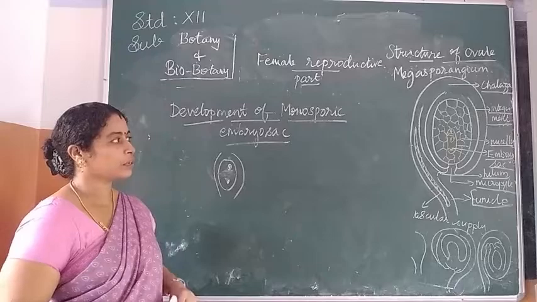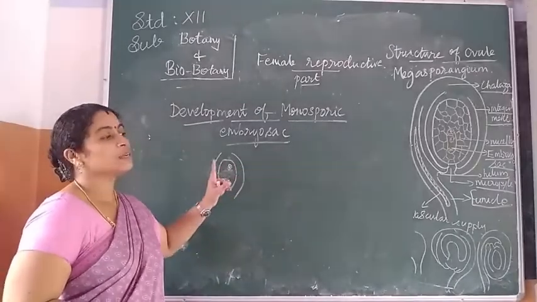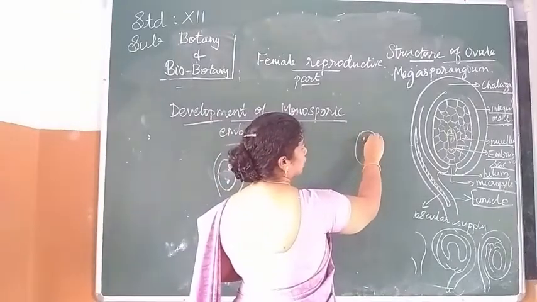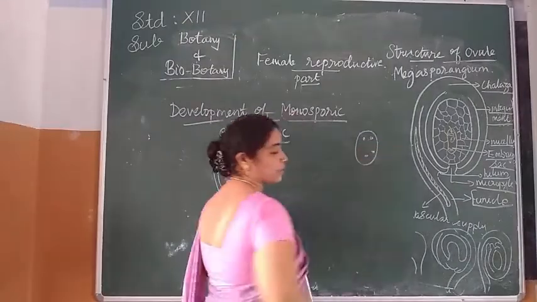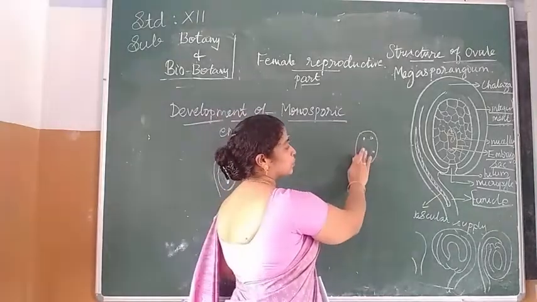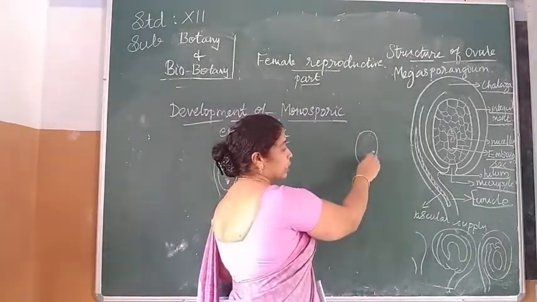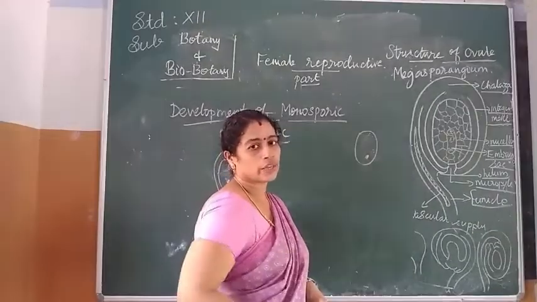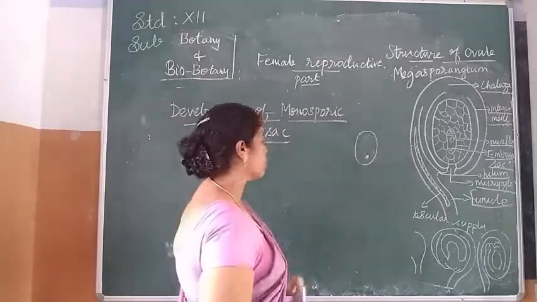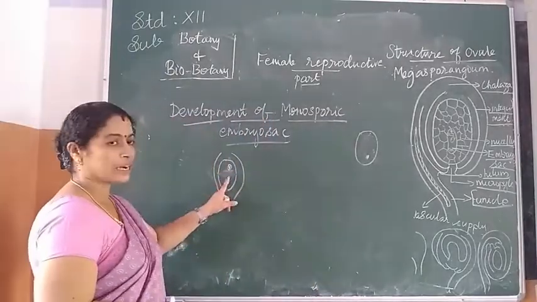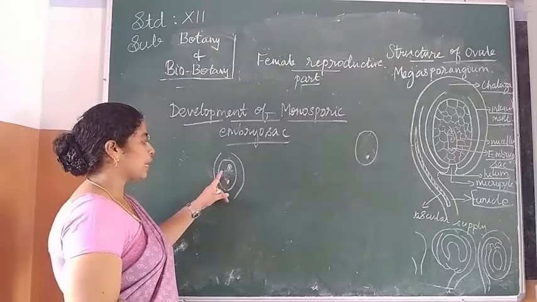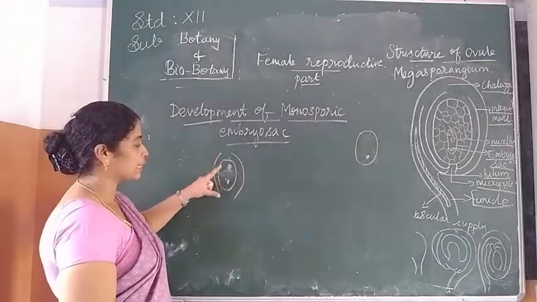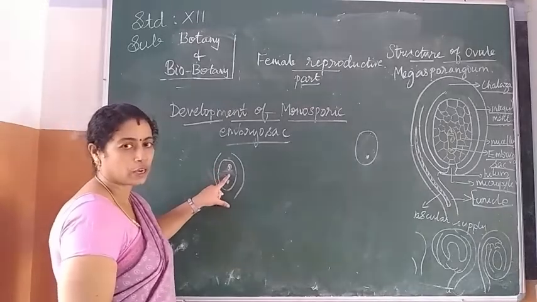I forgot to say earlier that during the division of the megaspore mother cell, 4 nuclei are formed by meiotic division, and among these, the nucleus present at the chalazal end will be involved in the formation of the embryo sac. That nucleus will divide mitotically into 2, and they move towards each pole, the chalazal end and the micropylar end, by the formation of a large vacuole.